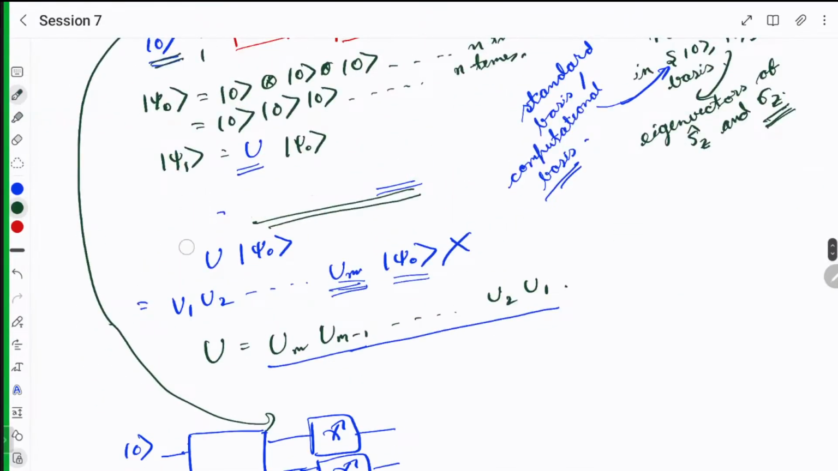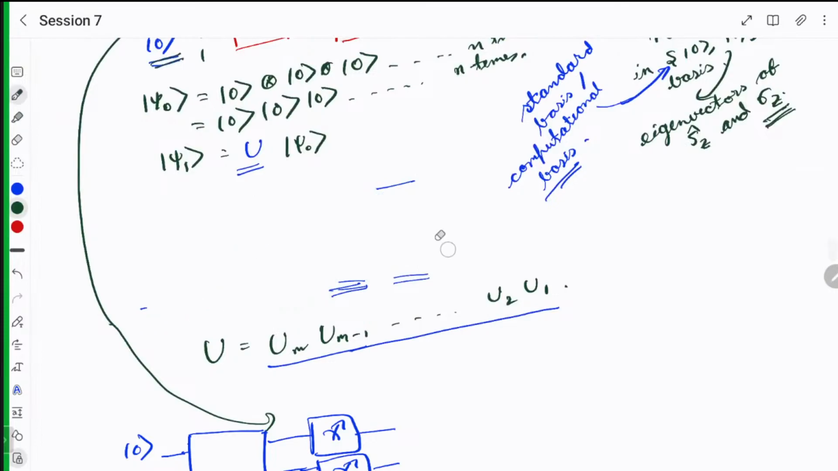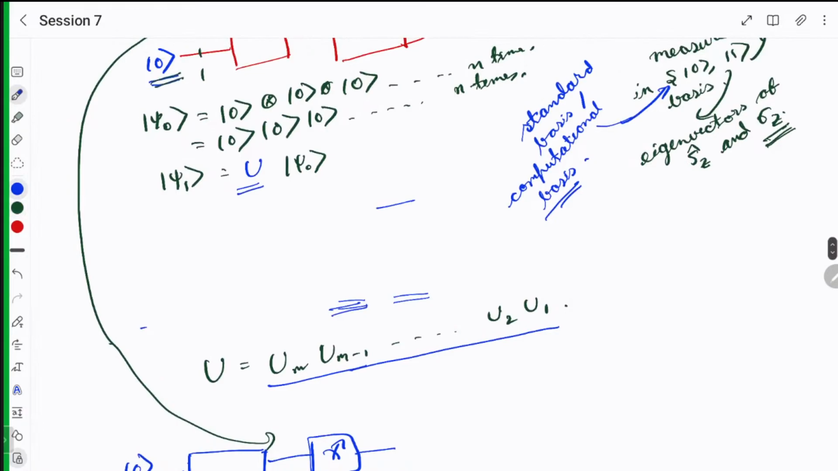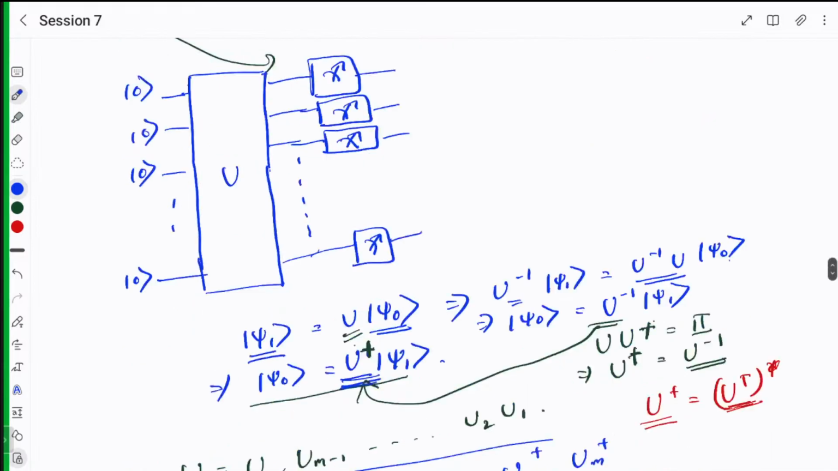Let me remove this, this was wrong. After multiplying all the unitaries, the net unitary that you get already has the tensor product inside each of these. So you do not have to take the tensor product again. Is this clear? Any other questions still here?